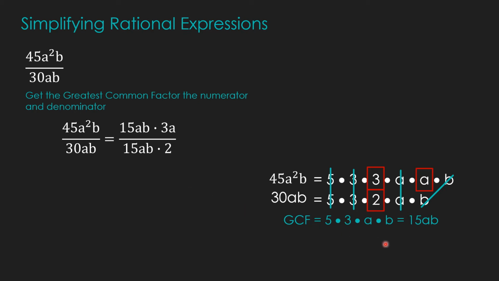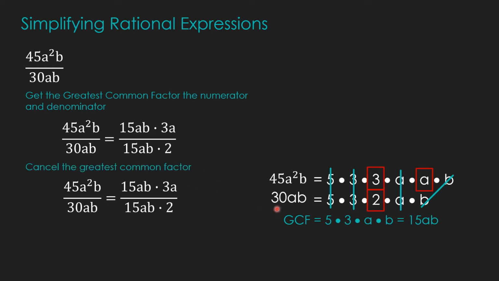Now, since we're done factoring already and we know already what's the greatest common factor, of course, the next step would be to cancel the greatest common factor, and of course that would be cancelled out, and this would be equals to 1.